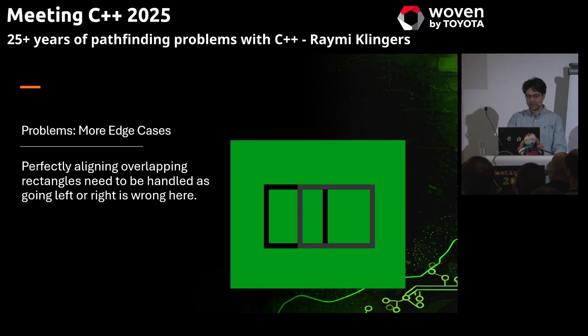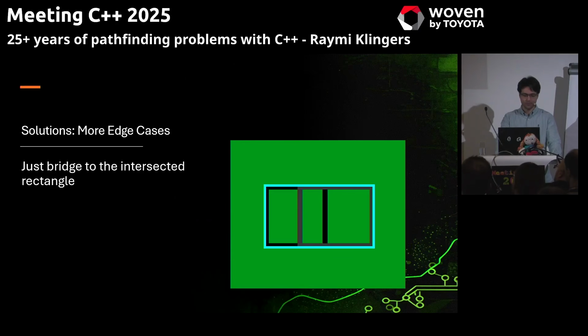So the algorithm that I talked about works in most cases, but if you have perfectly aligning, overlapping rectangles, if you turn left or right on an intersection, you would either walk off your shape or walk into your shape. Luckily, the solution here is very simple. You just go straight. So now we have a third case to handle, but it's not the worst case. And then you would end up with your desired result again.